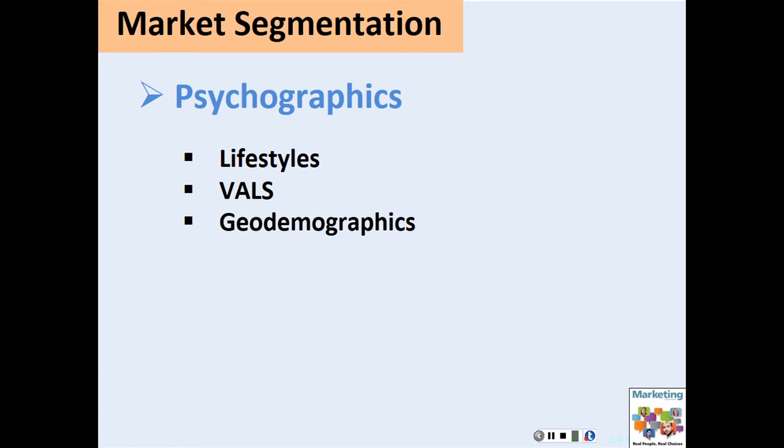So that's what we mean by geodemographics. PRISM is a particular scheme under Nielsen now. PRISM stands for, it's an acronym. You can read more about it in the book.